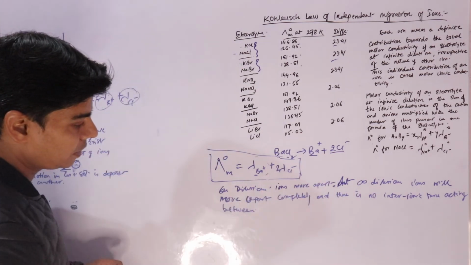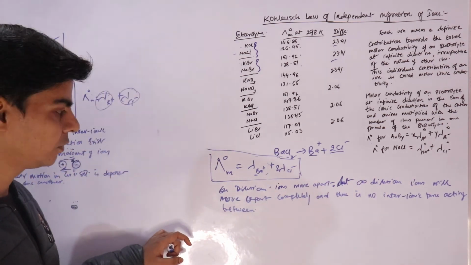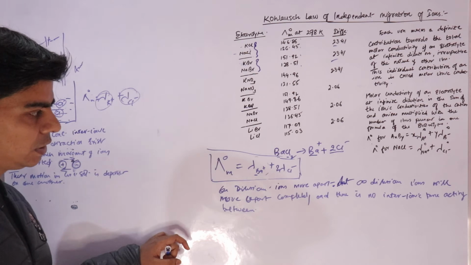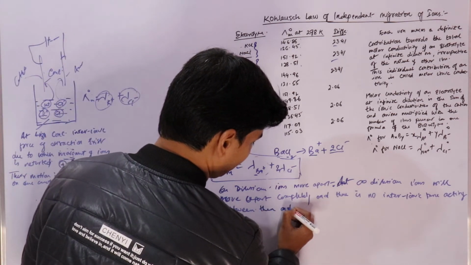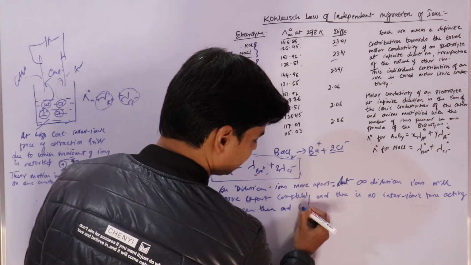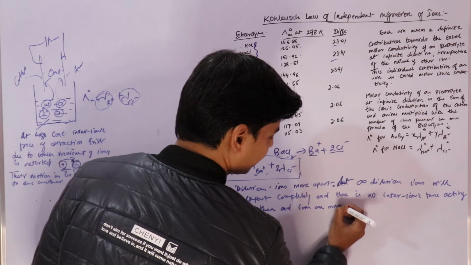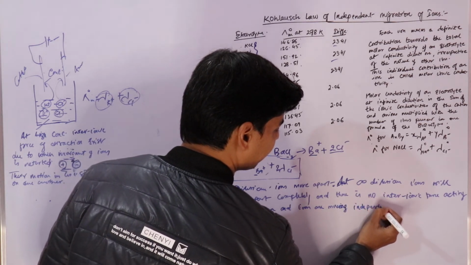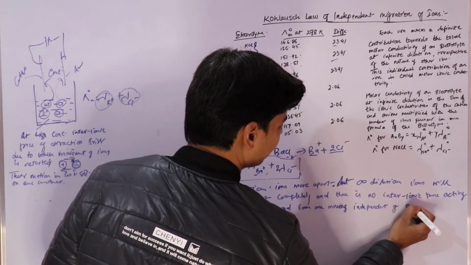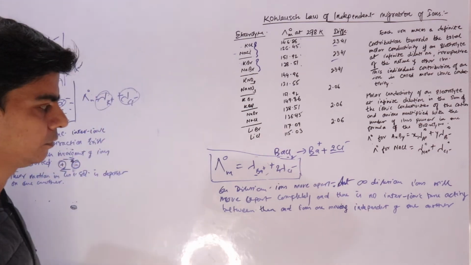They move apart completely, and there is no interionic force acting between them, and ions are moving independent of one another. Independent of one another, right?